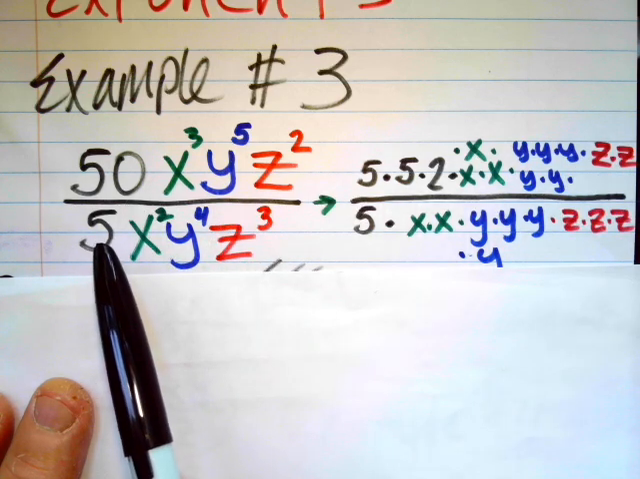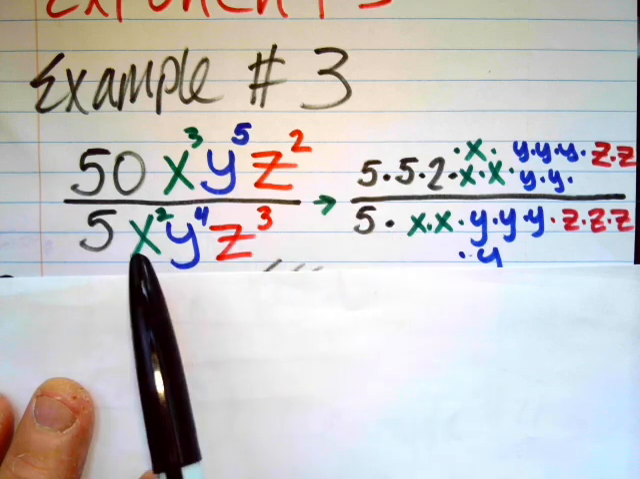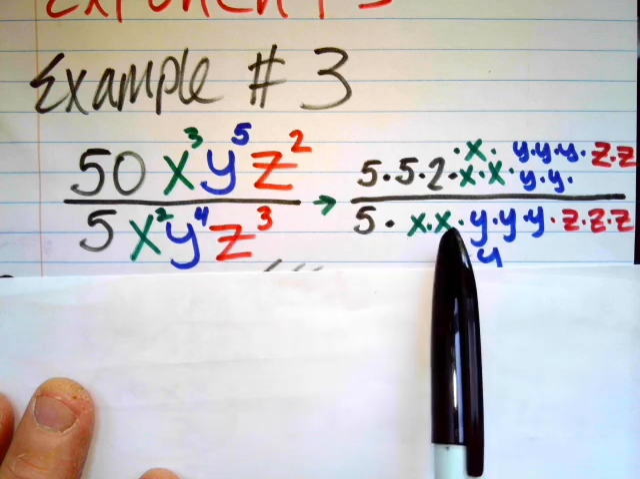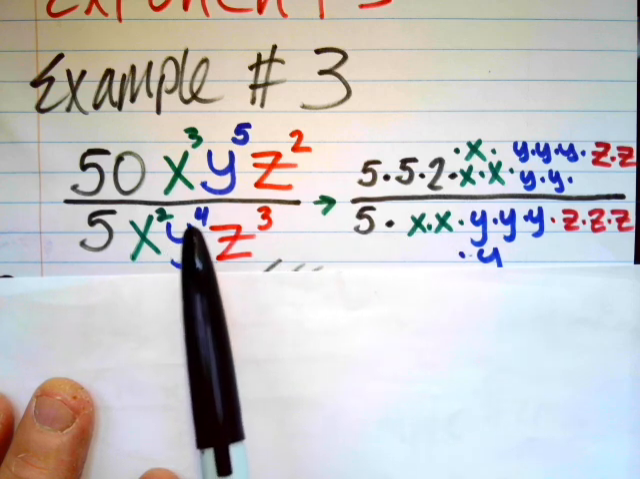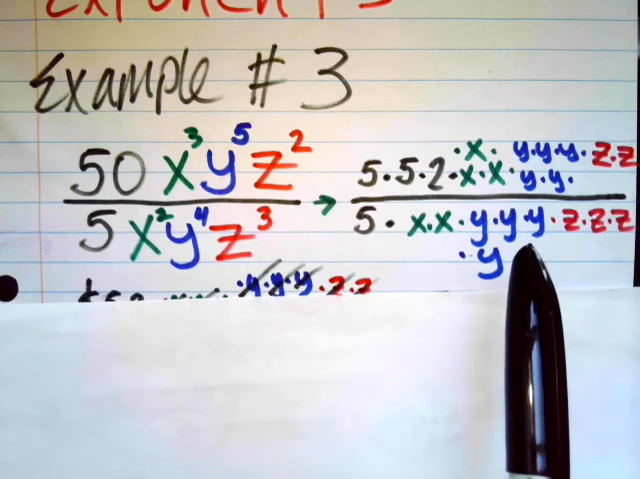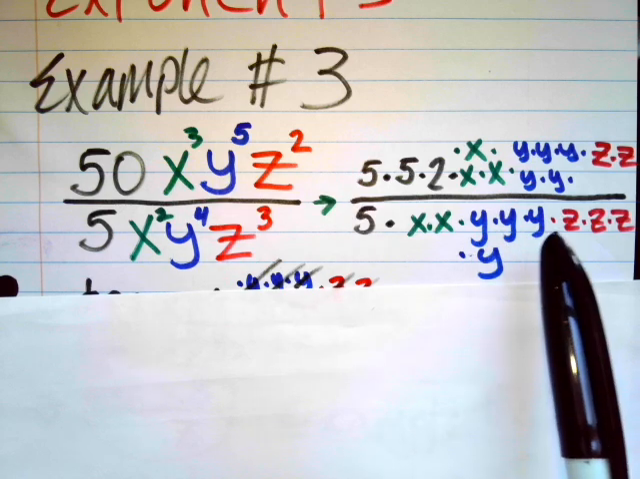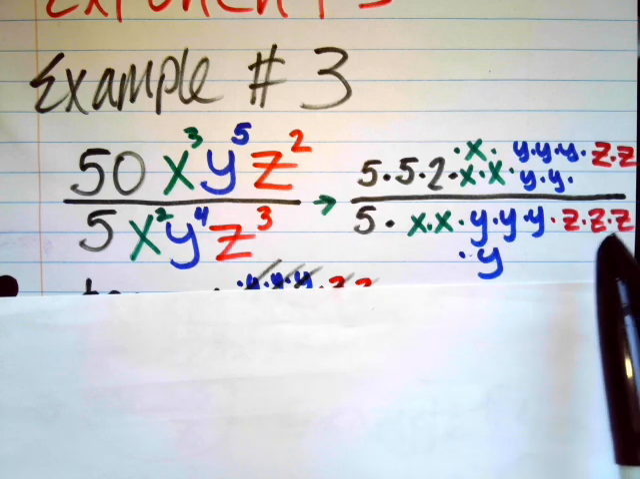5 times 1 is the simplest form of 5, so I'm just going to write 5 times x squared, which is x times x, times y to the fourth, which is y times y times y times y, 4 times, times z cubed, which is z times z times z.